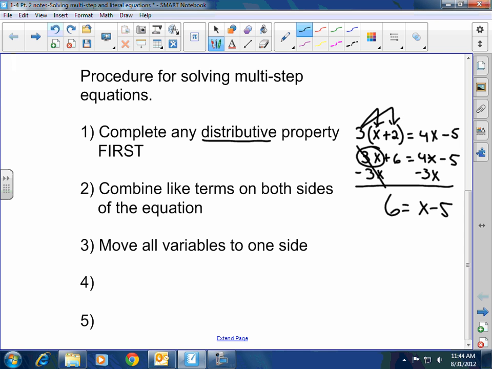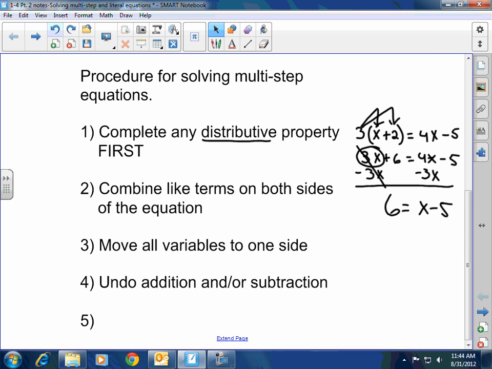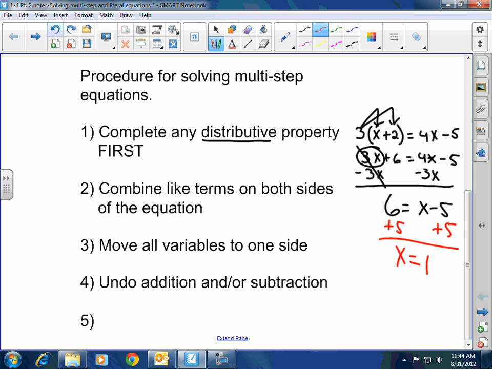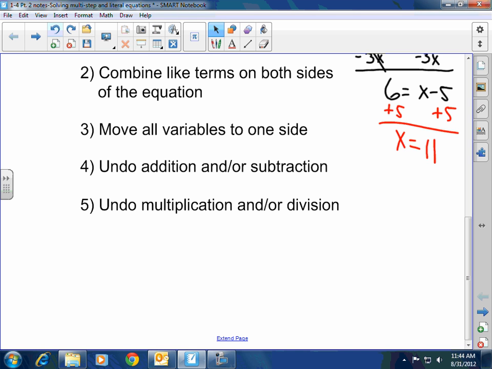Now you're left with a single-step equation, okay? Sometimes it'll be a two-step, sometimes it'll be a single-step. So I have a single step here, so all I have to do is add 5 to both sides. x equals 11. That's step 4, undo addition and subtraction. And then last but not least, if I had a coefficient in front of x, I would undo multiplication or division. So let's go ahead and just do some practice, because practice makes perfect, especially in mathematics.